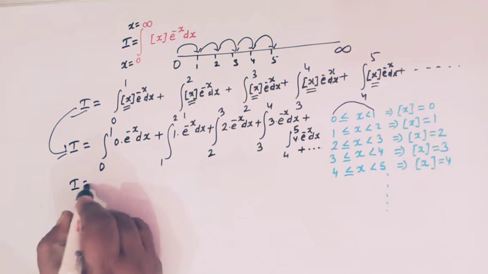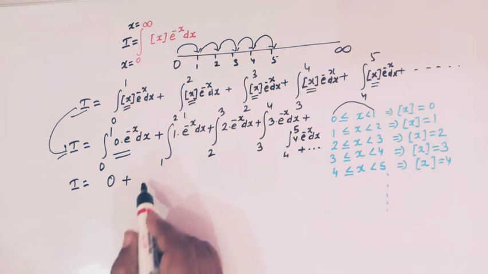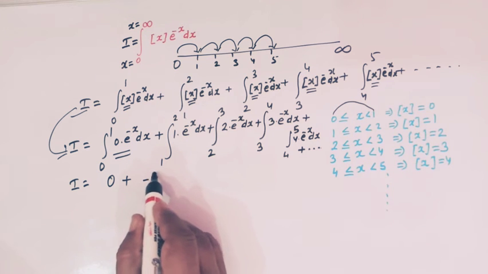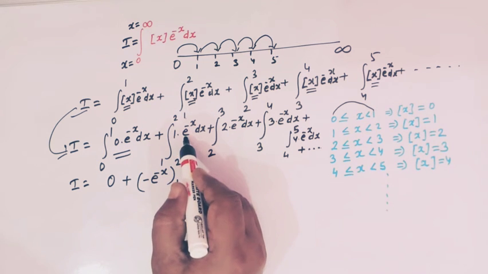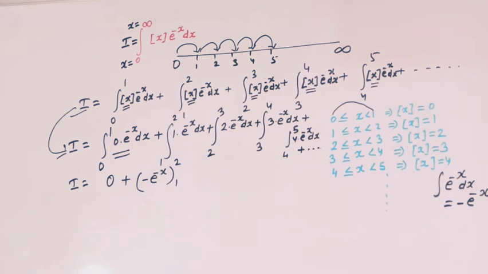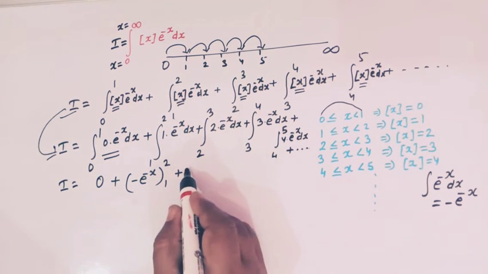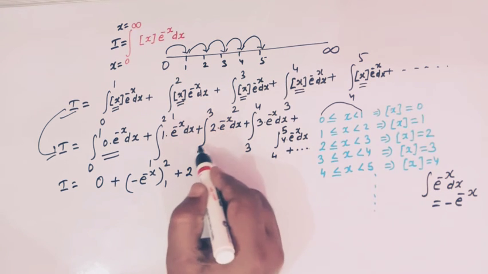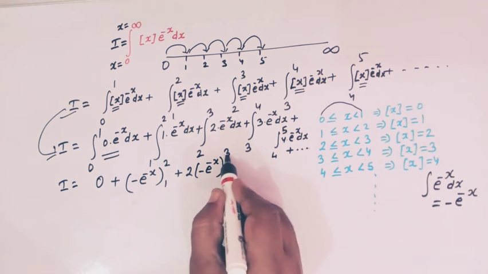Now the value of I is this integral is 0, and then here we have minus e raised to minus x, and the limits are from 1 to 2, because the integral of e raised to minus x dx is equal to minus e raised to minus x. Now let us write the value of this integral. Here we have 2 outside this integral sign, and we have minus e raised to minus x, limits are from 2 to 3.